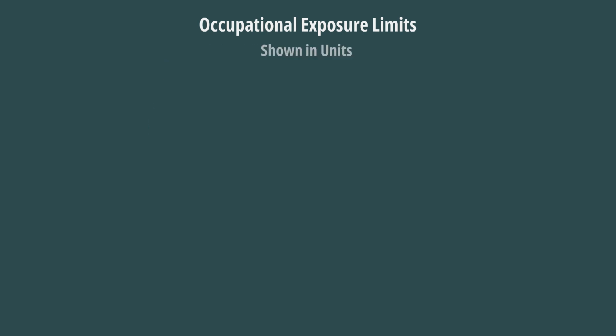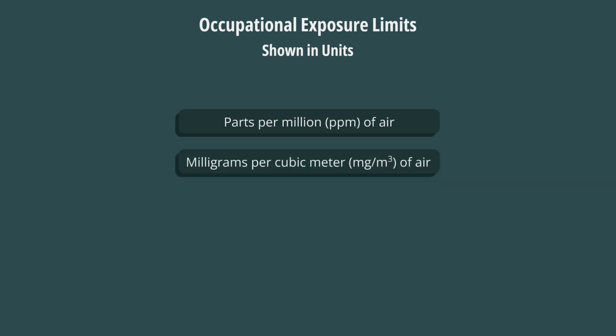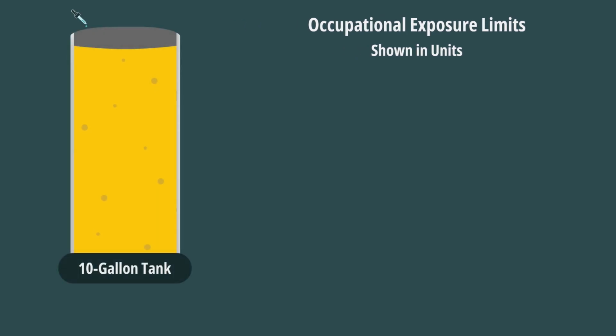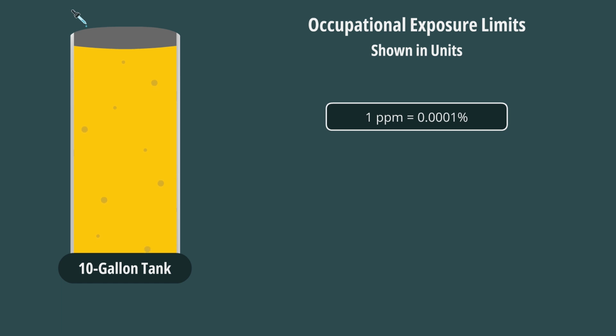Exposure limits are usually shown in units, such as parts per million, or ppm of air, or milligrams per cubic meter of air. To help visualize how small 1 ppm is, it is the equivalent of putting 1 drop of water from an eyedropper into a 10-gallon tank. It is equal to 100,000ths of a percent, or 1 part in a million.